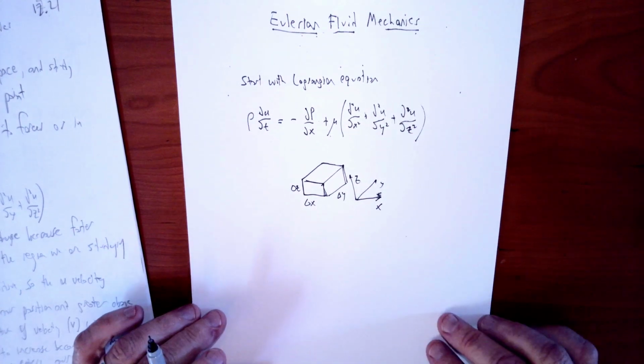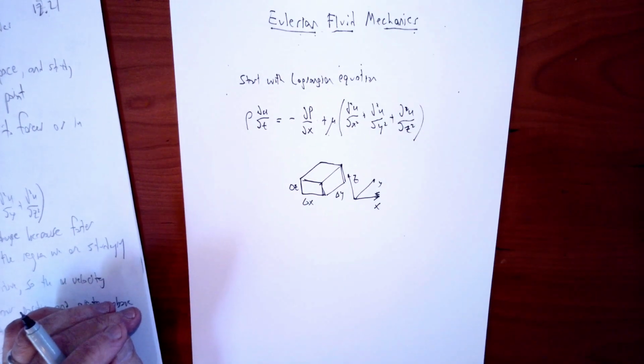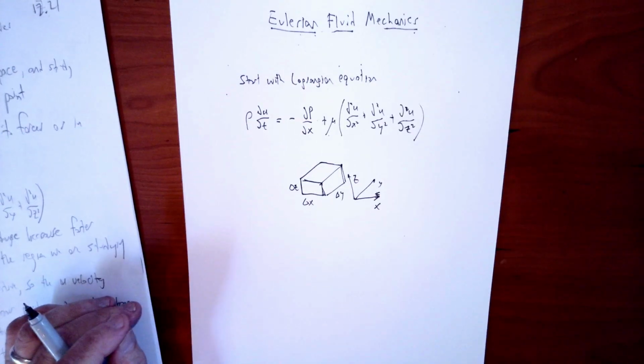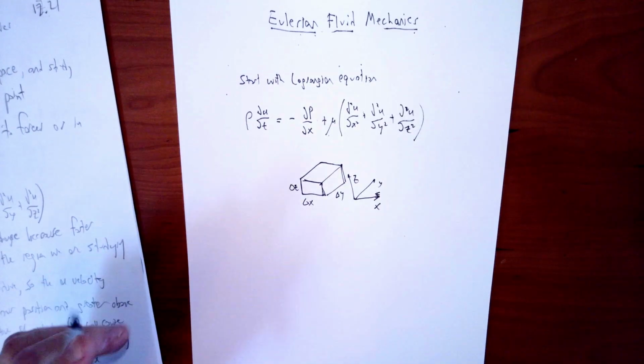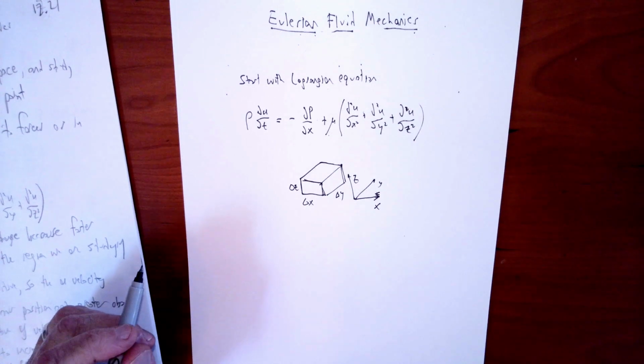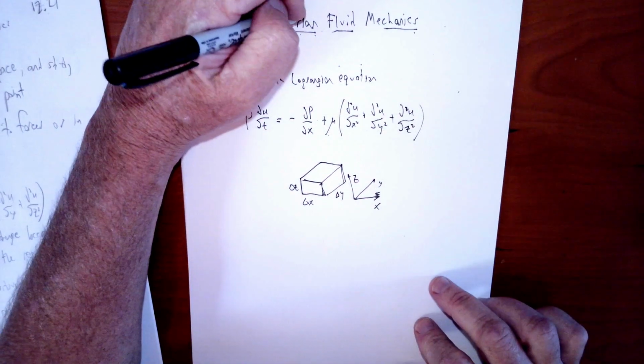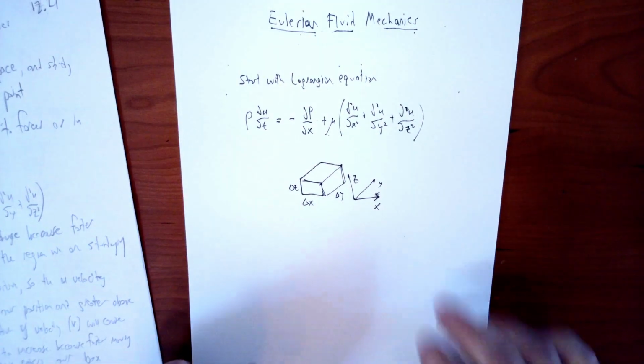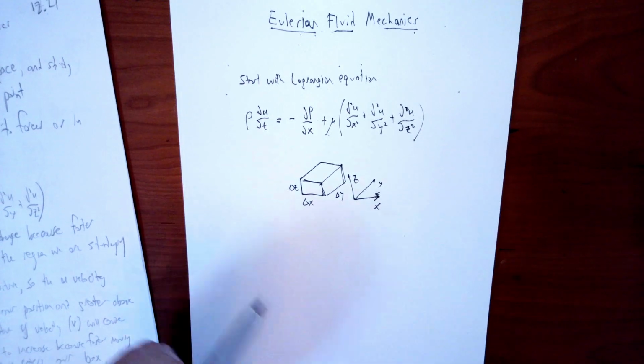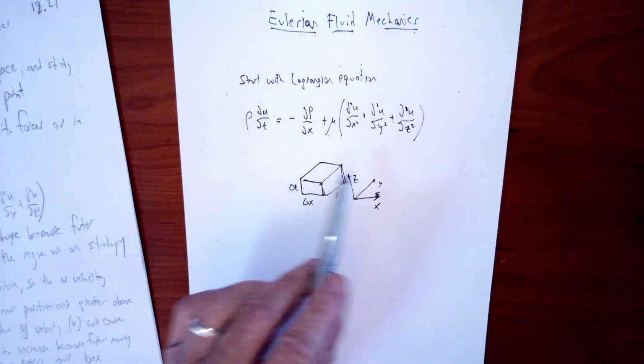So now we start to look at Eulerian fluid mechanics. And in this case, as I said, we're not going to follow a packet of fluid. We're going to study a space, a geometric position in space, and study how the velocity changes in that space. So the forces of Lagrangian mechanics still apply.